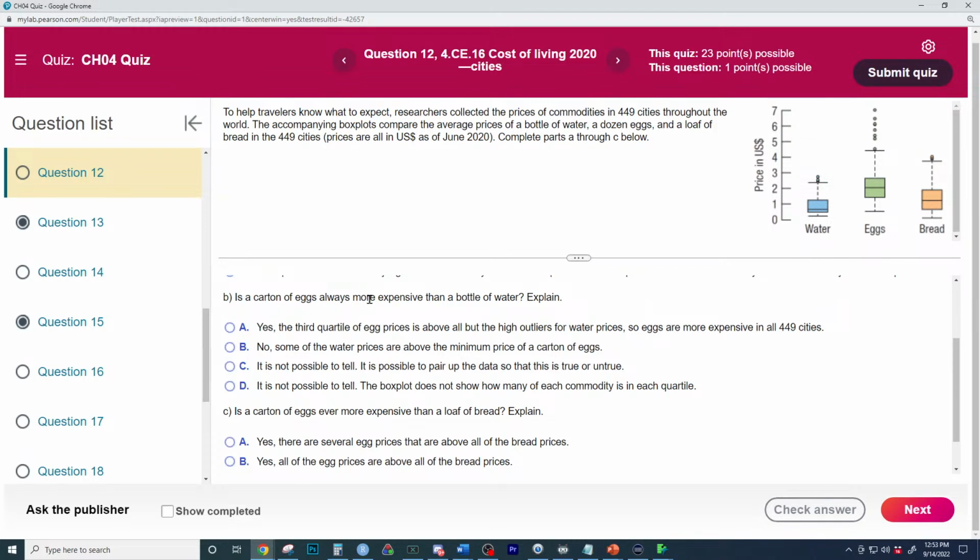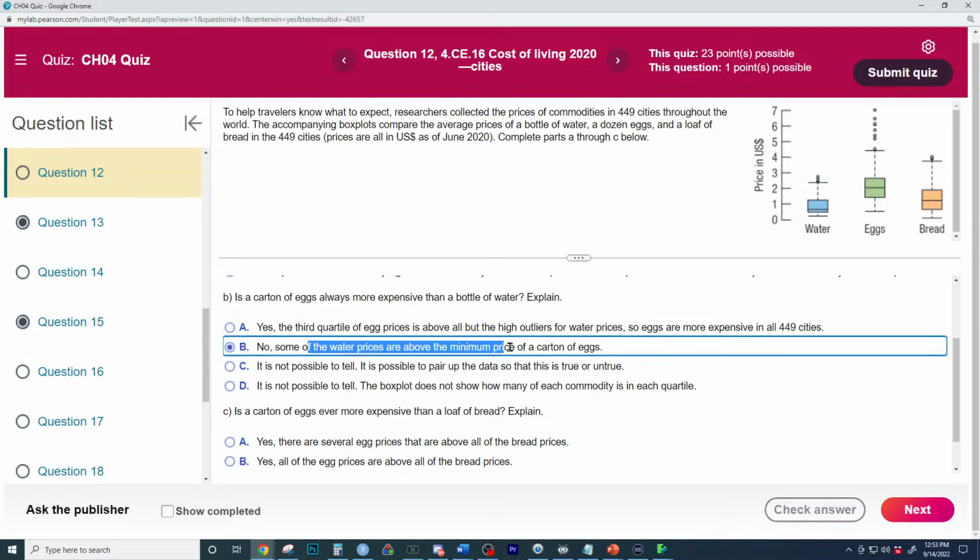Is a carton of eggs always more expensive than bottled water? No. Bottled water goes up to here, and eggs is down to here. No. Some of the water prices are above the minimum price of the carton of eggs. So some of the water prices, that is right there.